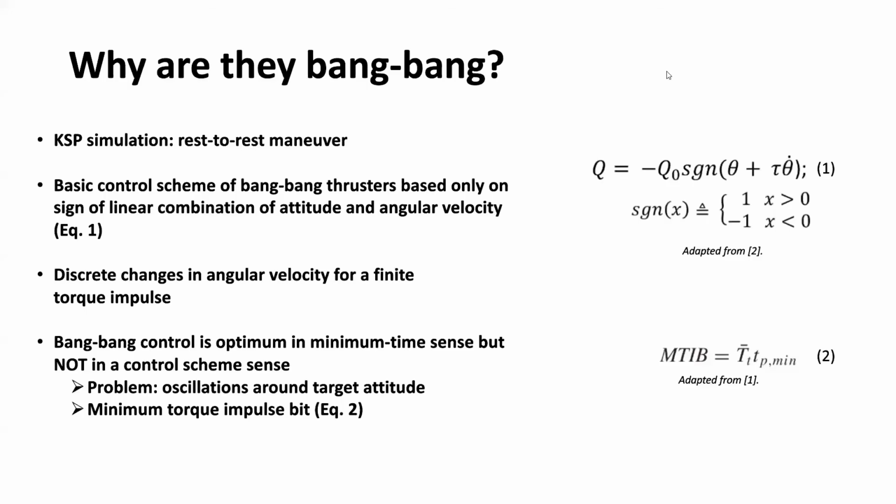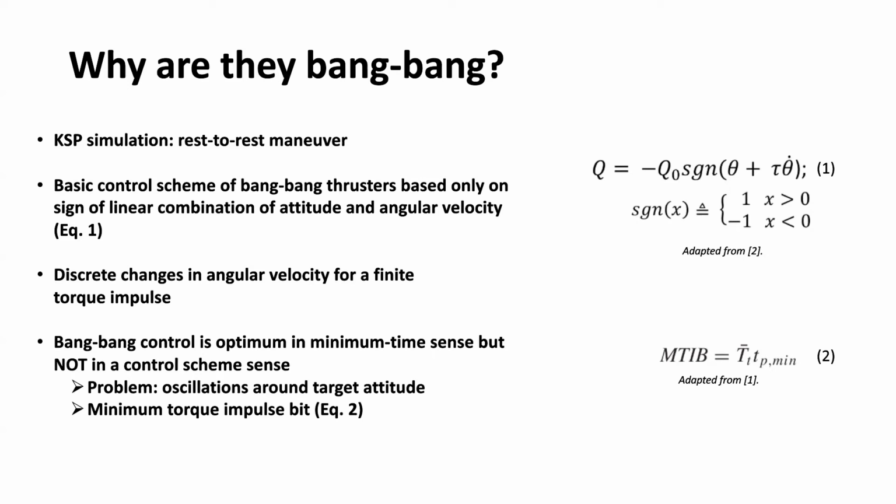Bang-bang thrusters produce discrete changes in angular velocity. This is due to the thrusters firing a constant thrust over a discrete amount of time. Bang-bang control is optimal in theory because it minimizes the time. However, it is not in the real world because there is error. We don't get exactly to the desired attitude.